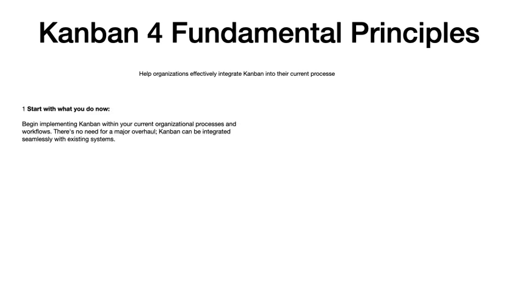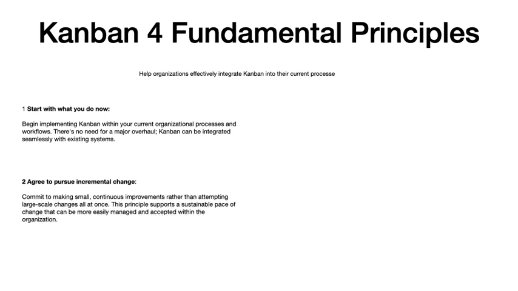Now, let's explore the 4 basic principles of Kanban. These principles help organizations effectively integrate Kanban into their current processes. Here's how each principle helps. First, start with what you do now. This principle emphasizes that Kanban should be integrated into the current operational processes of an organization. It means that you don't need to overhaul your existing system or disrupt your ongoing projects to start using Kanban. This approach helps in reducing resistance to change and facilitates a smoother transition to the new workflow management system.